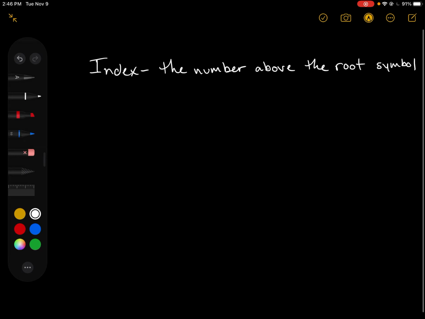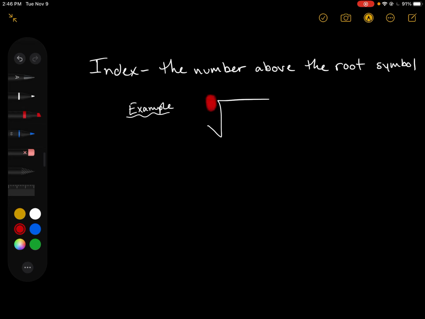So when we're drawing a root, for example, the index is the little number that goes right here. A lot of times there's no number there. There's just nothing drawn in. And in that case, we assume it's a square root, or there is an invisible 2. Now, the importance of the index is the index tells us how many numbers we need to circle to remove them.